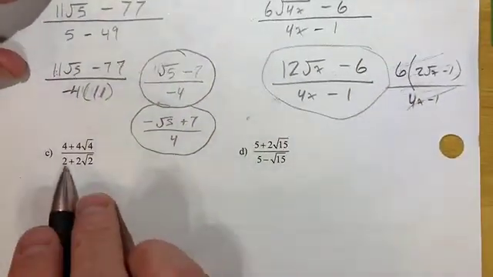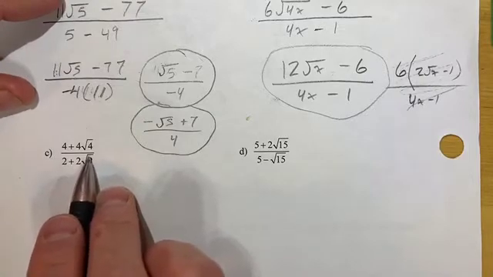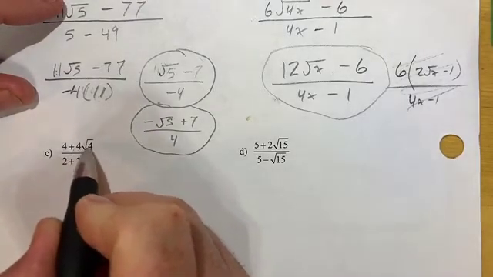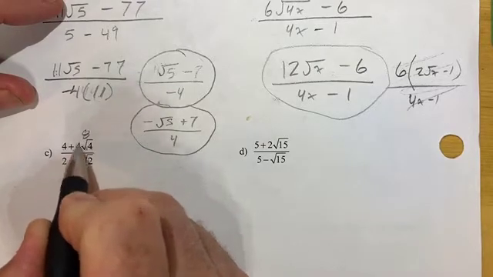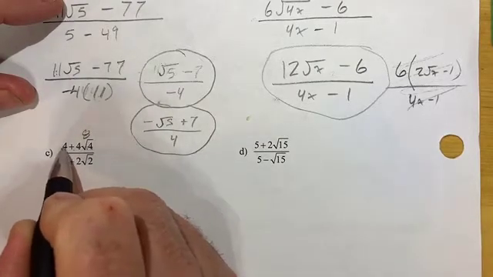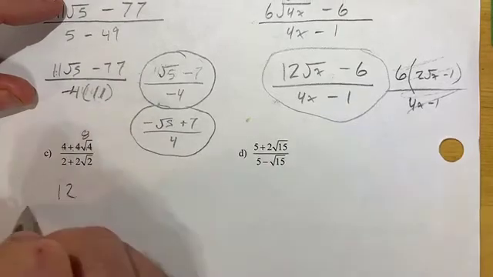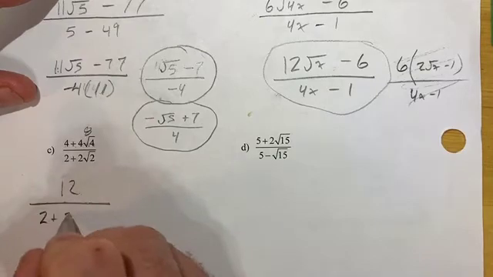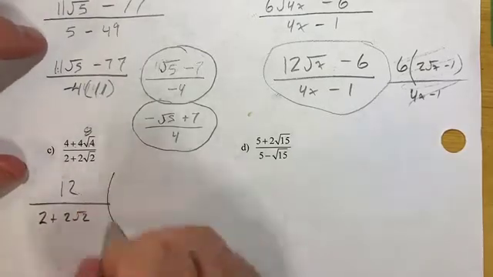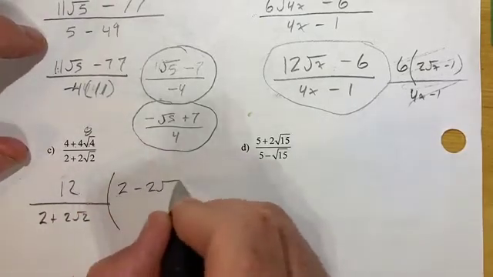Yikes. Look at this beast. Maybe we should try and simplify this thing at first. 4 plus 4 root 4. Hang on. 4 root 4 means 4 times 2, which is 8. So the whole top just became 4 plus 8. It's really 12. What's the bottom? It's 2 plus 2 root 2. Okay, let's multiply top and bottom by 2 minus 2 root 2.